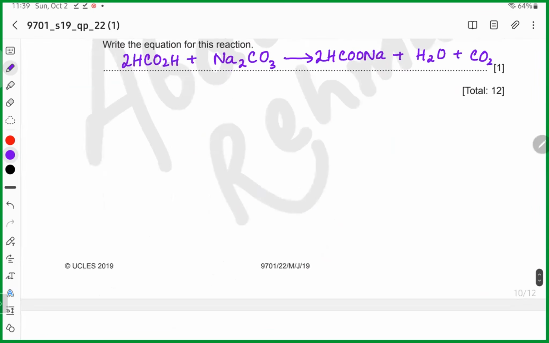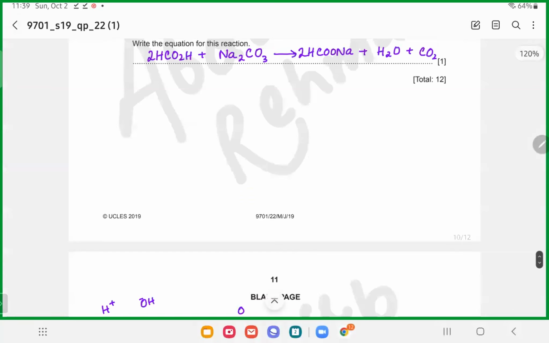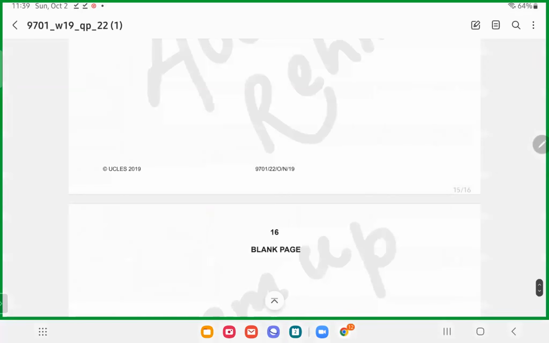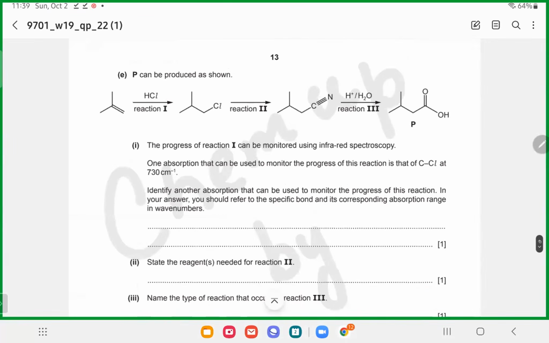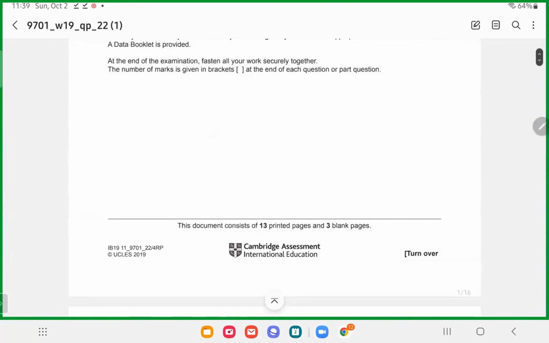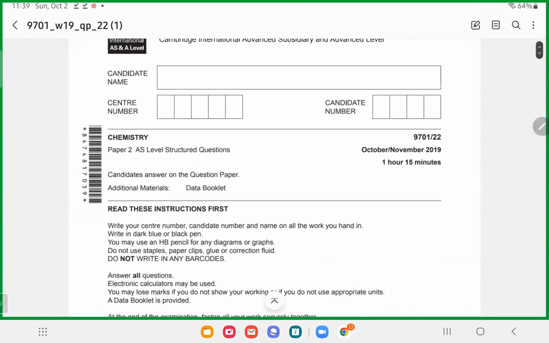So here we have completed the May June 2019 paper, and I have shared with you the paper of October November 2019. So we will start the October November 2019 paper now.